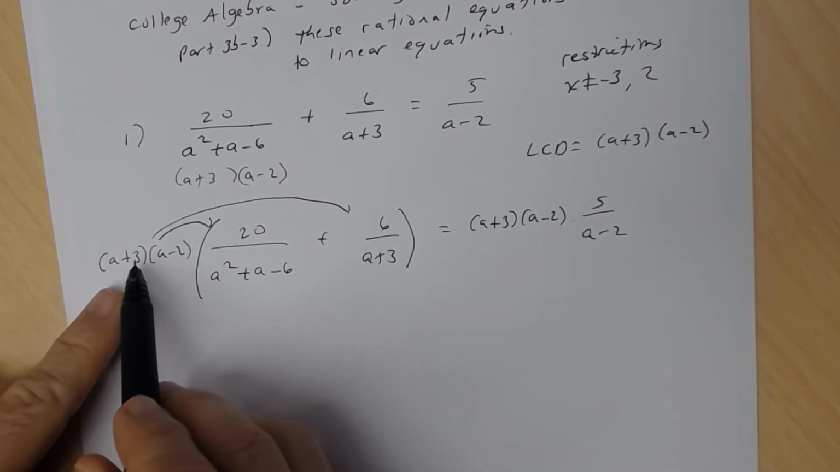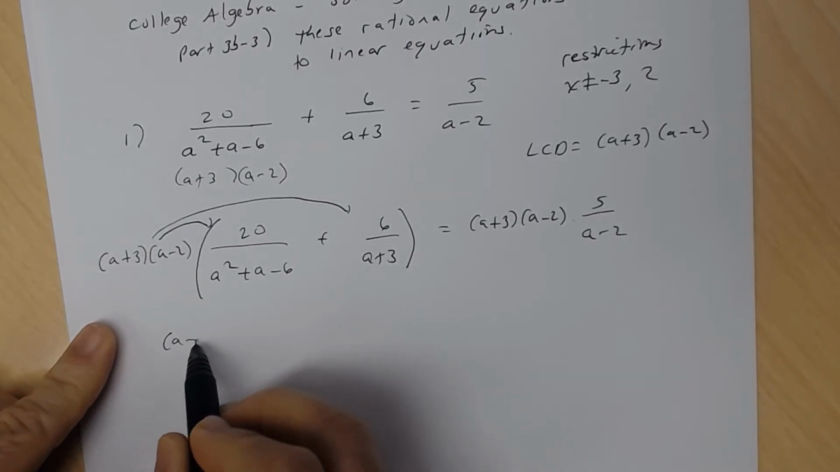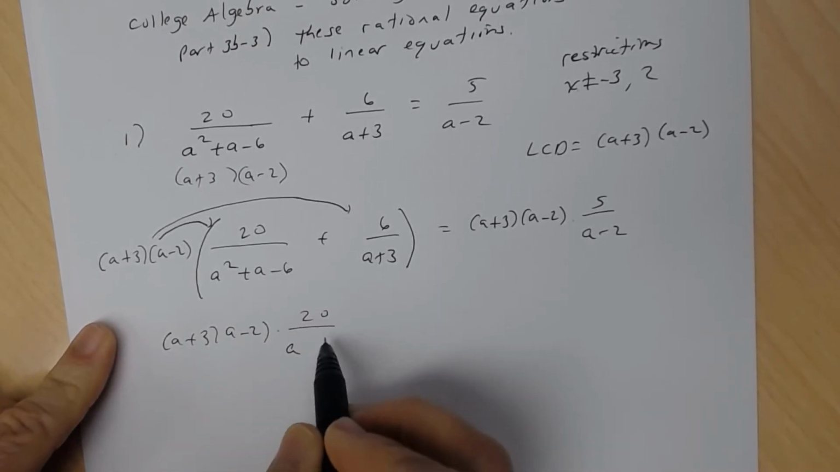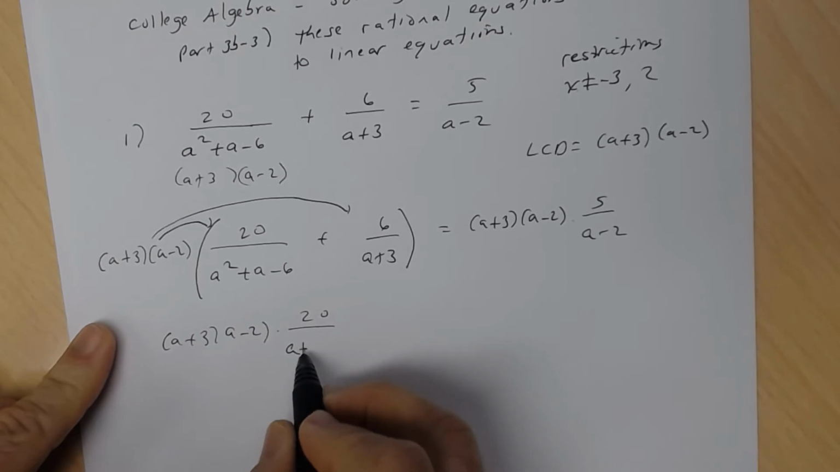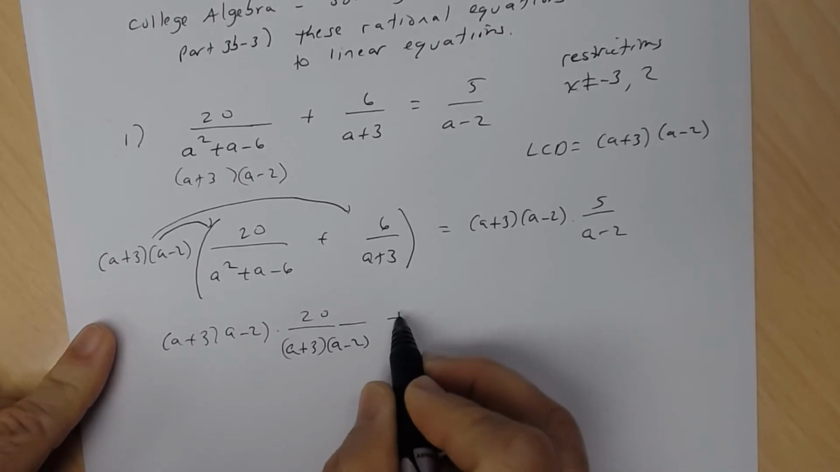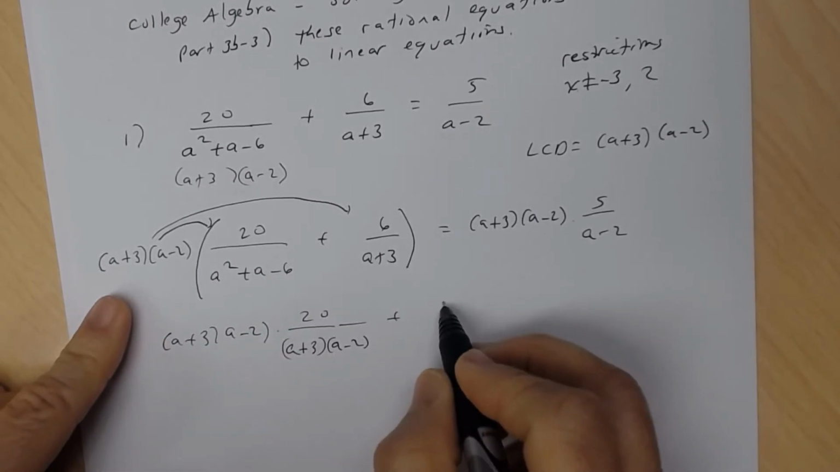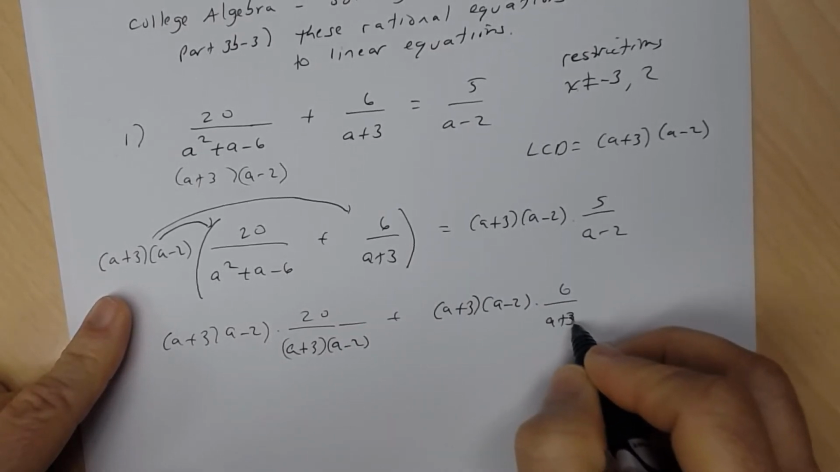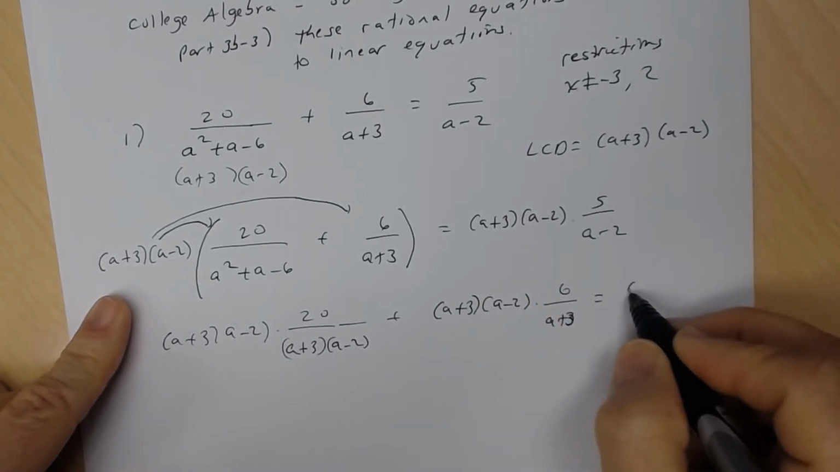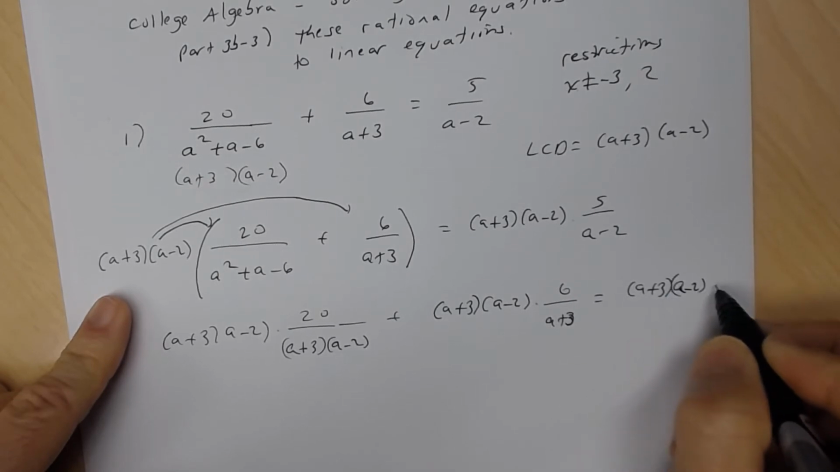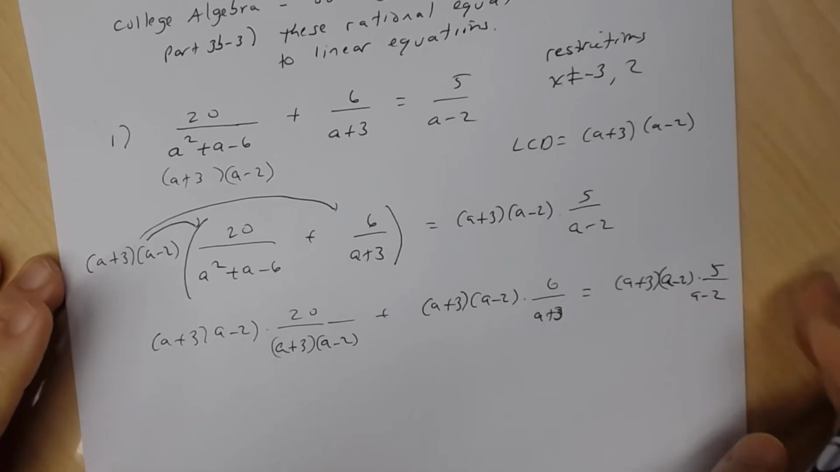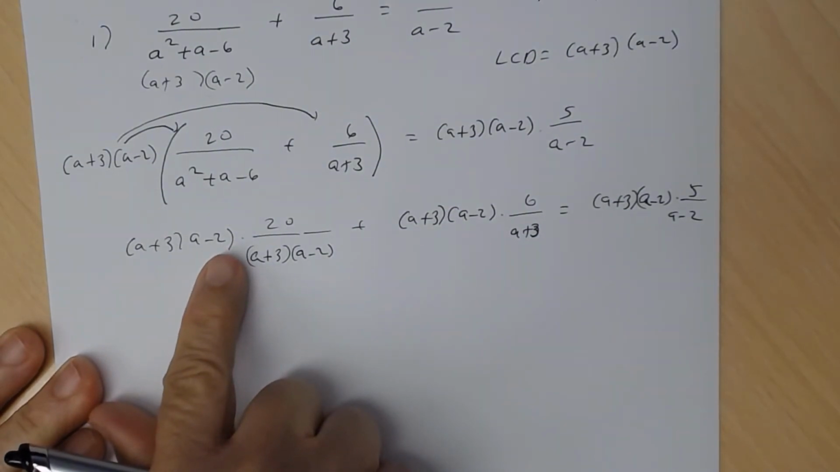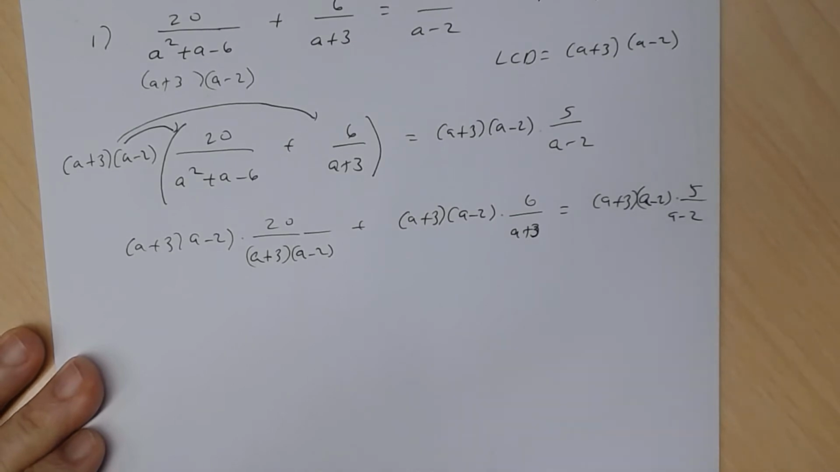So watch what's going to happen. I'm going to take this, multiply by this: a plus 3, a minus 2 times the first fraction. I'm going to rewrite this in factored form. Always rewrite this in factored form. A plus 3, a minus 2, plus this times this, so it'll be a plus 3, a minus 2 times 6 divided by a plus 3, equals, I'm going to rewrite this over, a plus 3, a minus 2 times 5 divided by a minus 2. So I used the distributive property. Now I'm going to simplify. So what I mean by that is this.